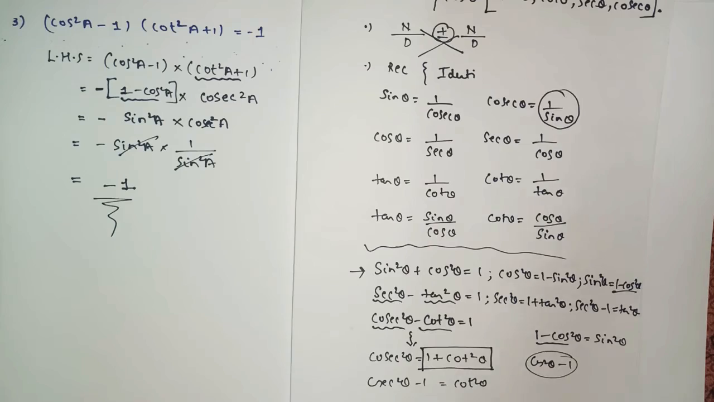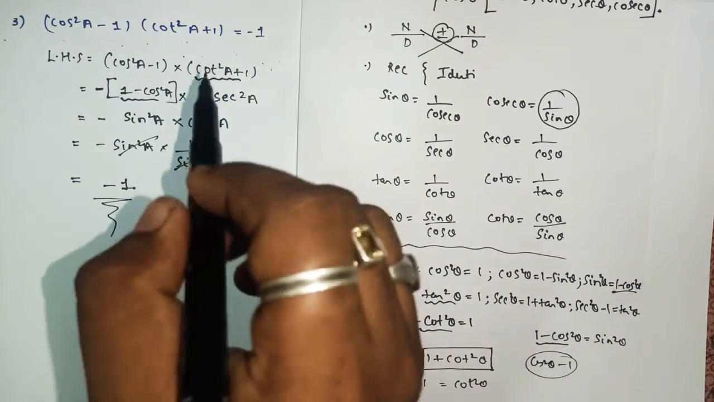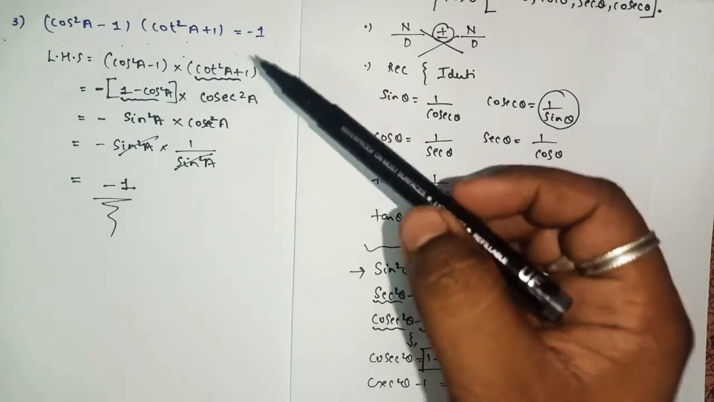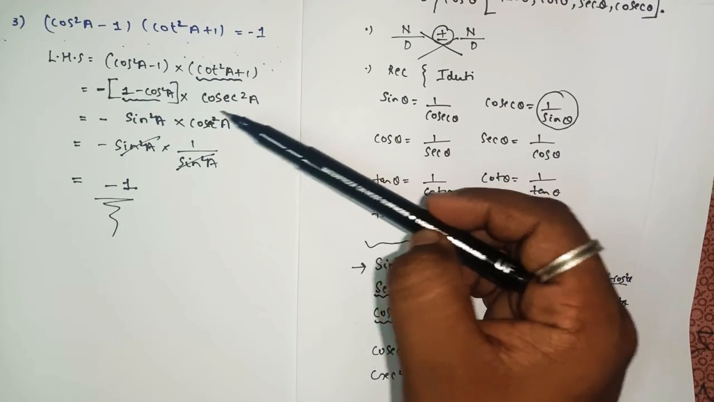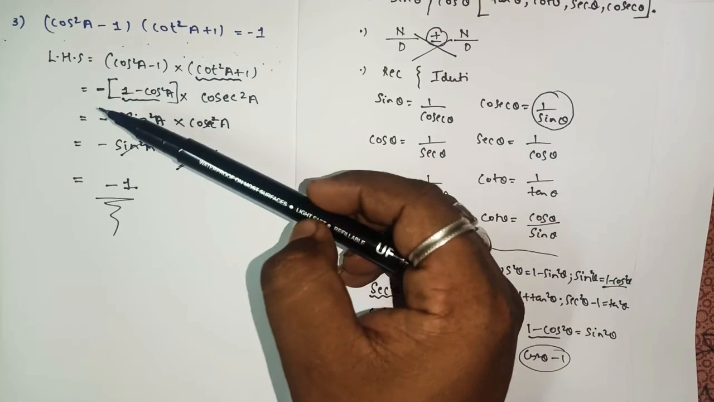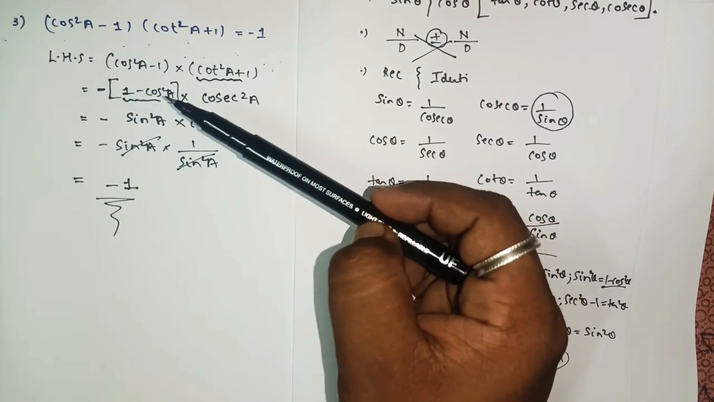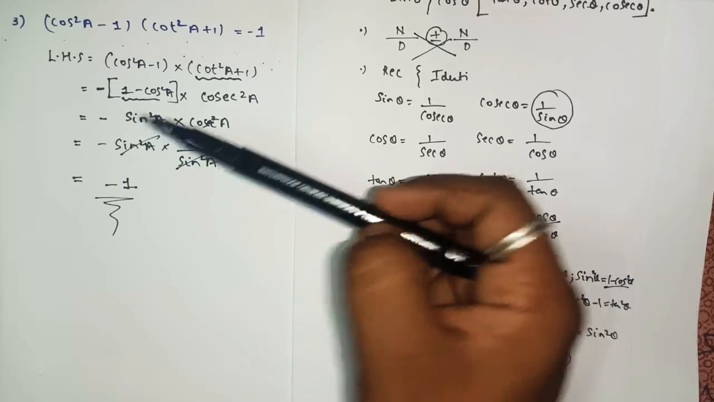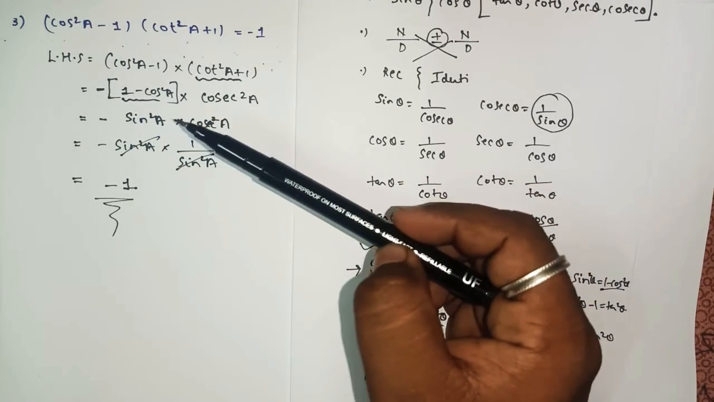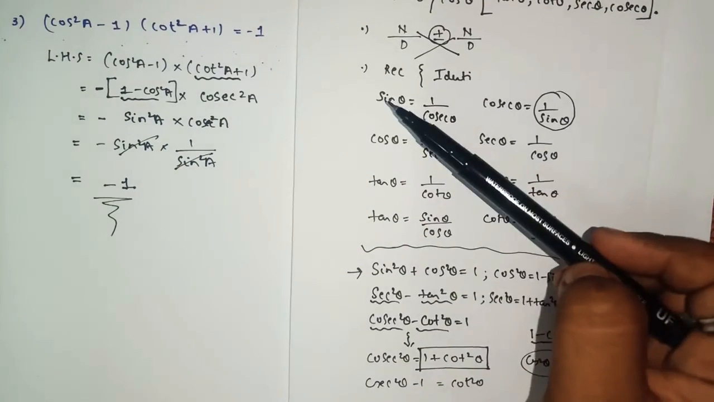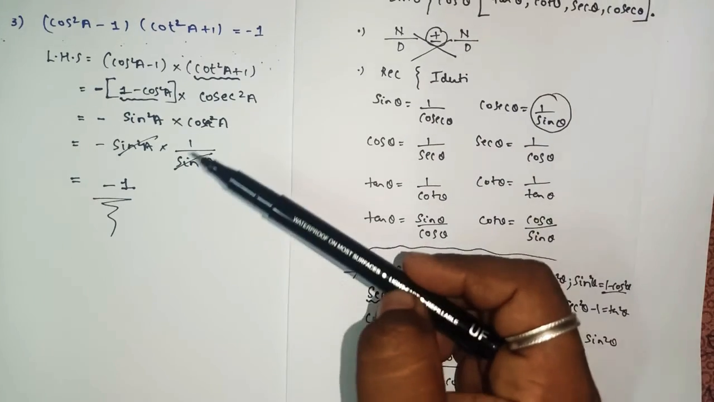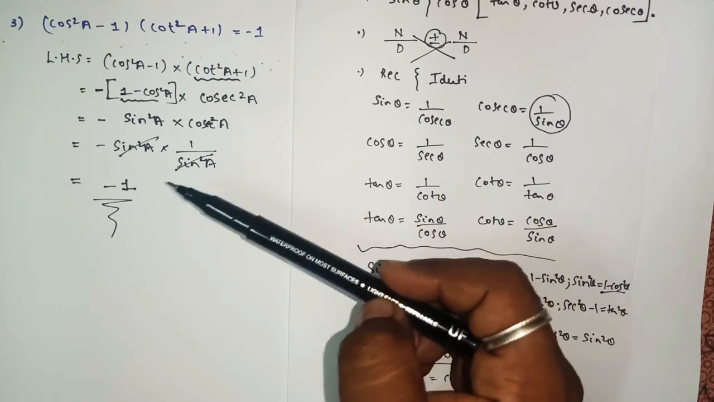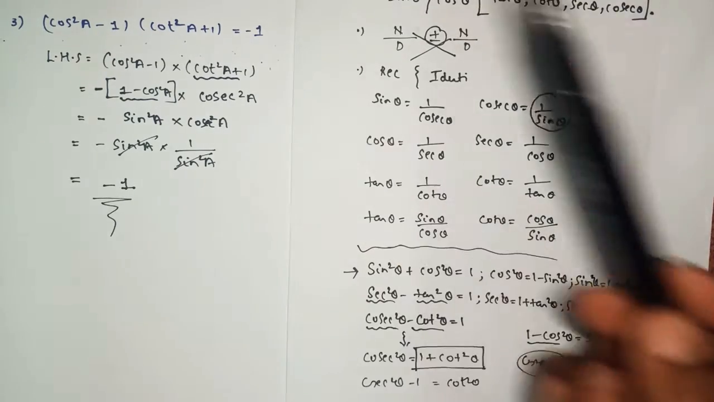As I told, there are three different methods for this sum also. I felt this will be the easiest method. Simply in place of cot square a plus 1 we can write what? Cosec square a. Bring the minus sign outside, so 1 minus cos square a we can write as what? Sin square a. And we know that there is a relation between sine and cosec, that is sine theta is equal to 1 upon cosec theta. So convert this cosec into 1 upon sine, cancel. So here we got our right hand side.